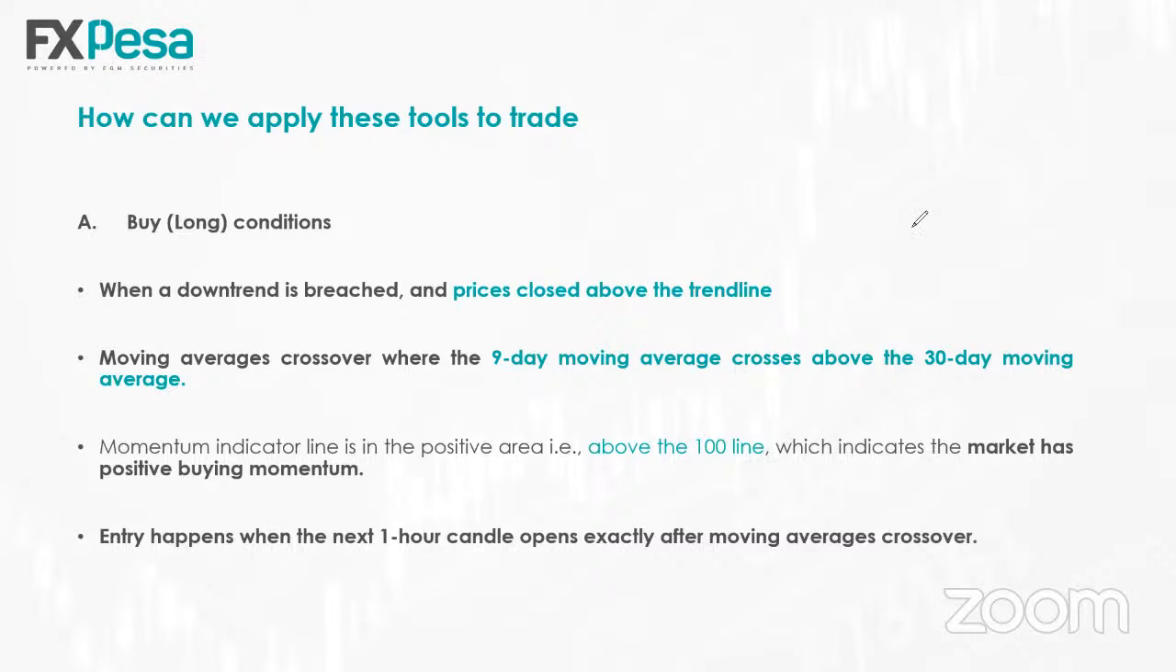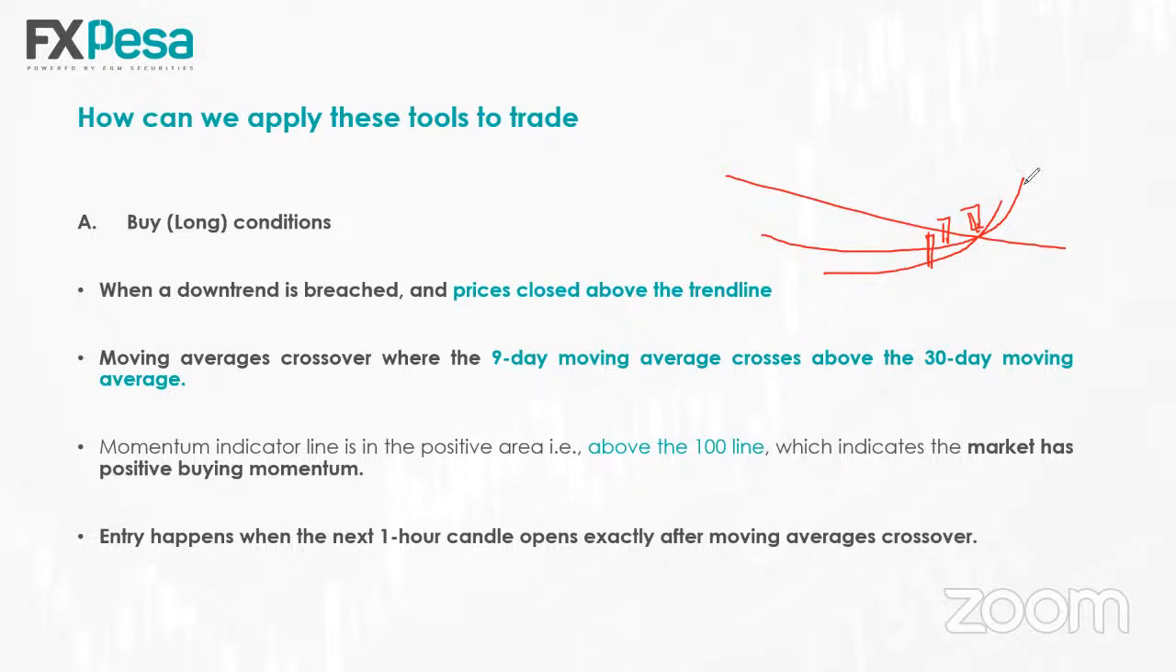So for buy conditions, you want to see a trend being broken and the price closing above the trend line. In the same case, the moving average is to confirm that upward move as well. The 9 crossing above the 30. So in this case, if you have a trend like this, the candlesticks, you want to see them closing above. As the candlesticks close above, then the moving averages as well, you want to see them crossing over also to the upside. And this is the scenario you want to see.